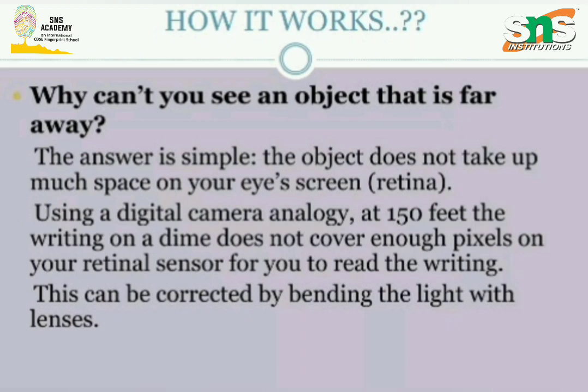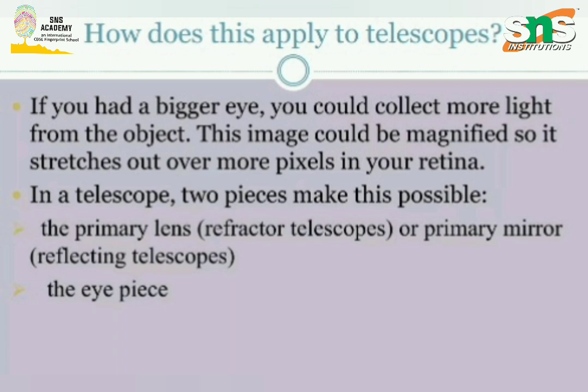Terrestrial telescopes. The image in an astronomical telescope is inverted, so it is not suitable for viewing objects on the surface of the earth. Therefore, a terrestrial telescope is used. It provides an erect image. The major difference between the astronomical telescope and the terrestrial telescope is erecting the final image with respect to the object.